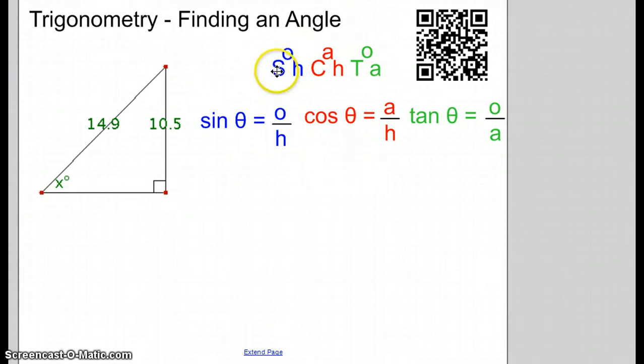SohCahToa is written up here because sine of an angle in a right angle triangle is equal to the opposite divided by the hypotenuse, cos of an angle in a right angle triangle is equal to the adjacent over the hypotenuse, and tan is equal to the opposite over the adjacent.